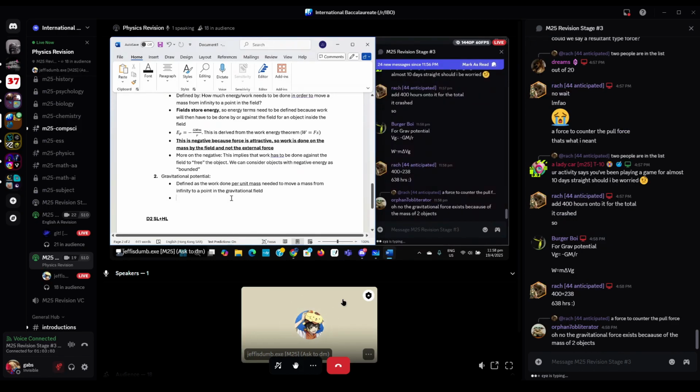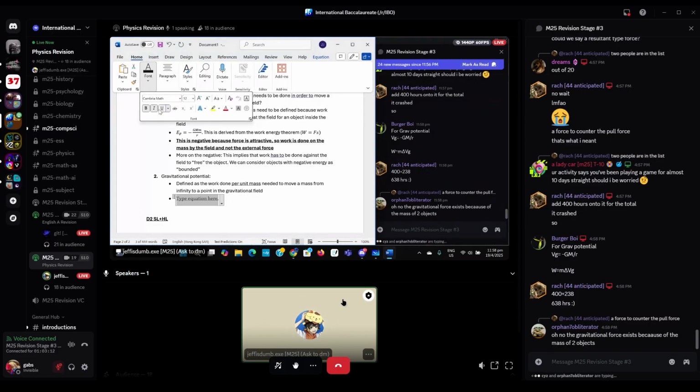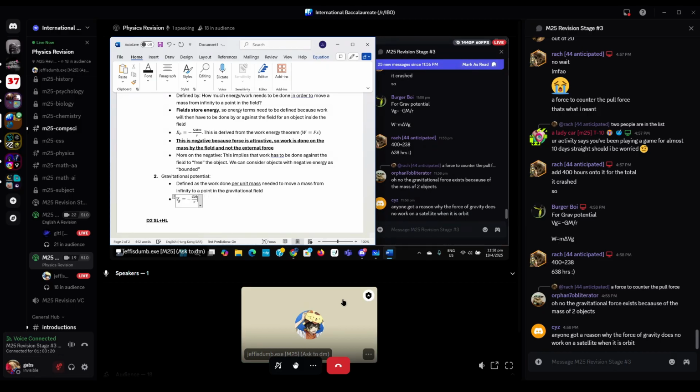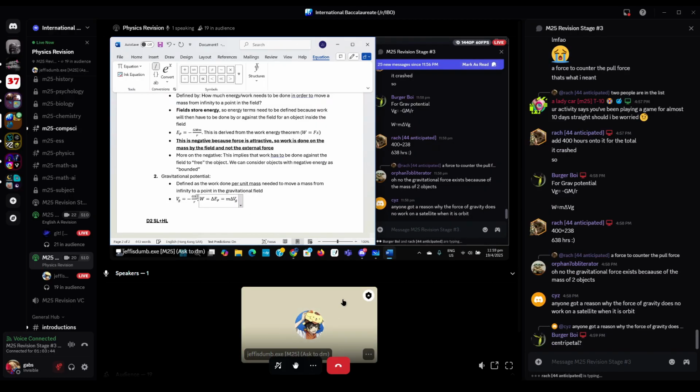So as some equations, the gravitational potential equals negative GM over r, and then the work done will be equal to the change of gravitational potential energy, which is equal to m delta g. So that's that.